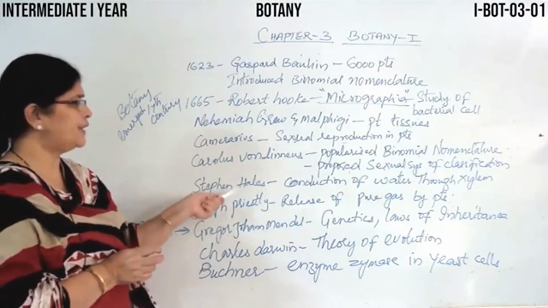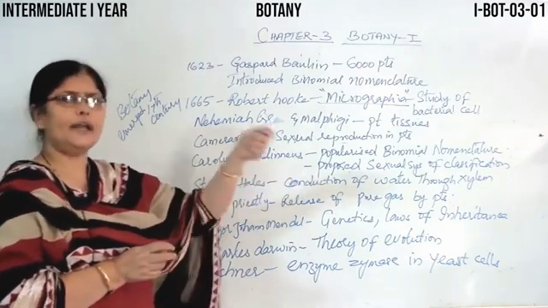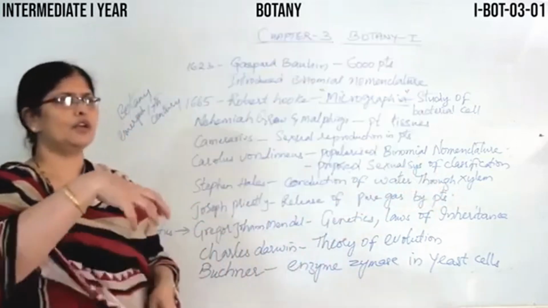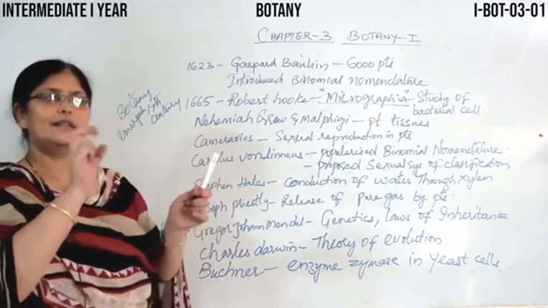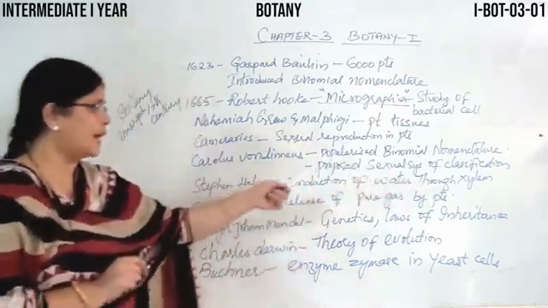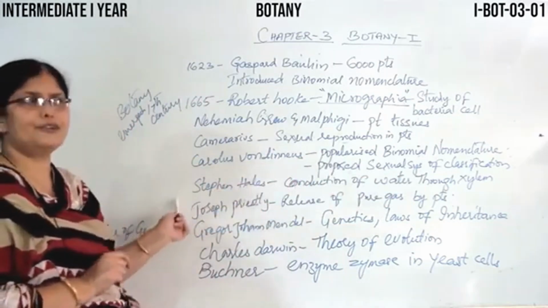Later, it was Stephen Hales who discovered the conduction of water in plants through a tissue called xylem. Plants absorb water through roots, isn't it? And they supply that water to all parts of the plant body. This takes place through a special type of tissue called xylem. This conduction of water through xylem was discovered by Stephen Hales.